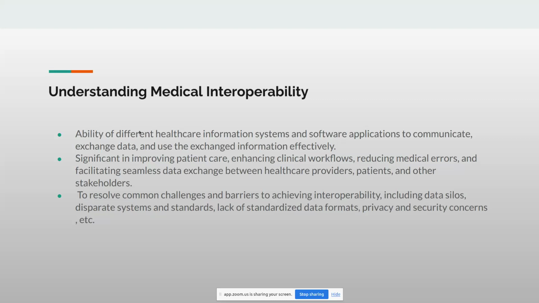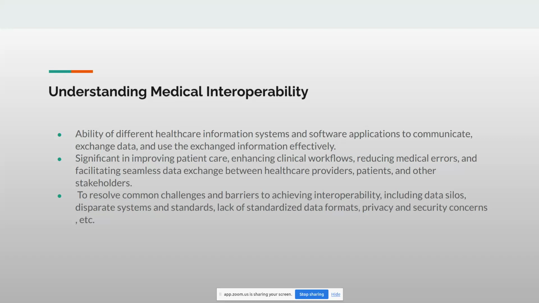Medical interoperability gives an ability for different healthcare information systems or software applications to communicate and exchange data in an effective and secure manner. So this improves the patient experience. This improves the patient care. There will be better clinical workflows. There would be reduced medical errors, since the data could be compared easily.